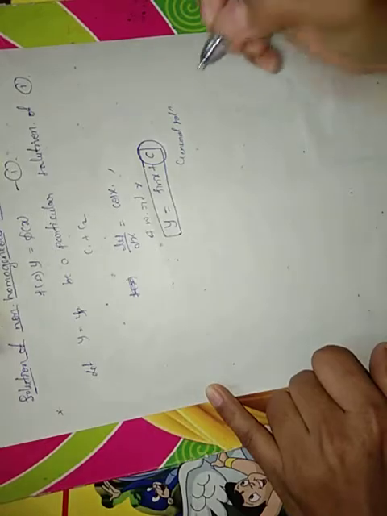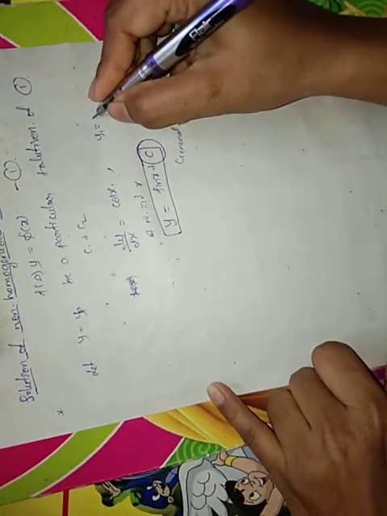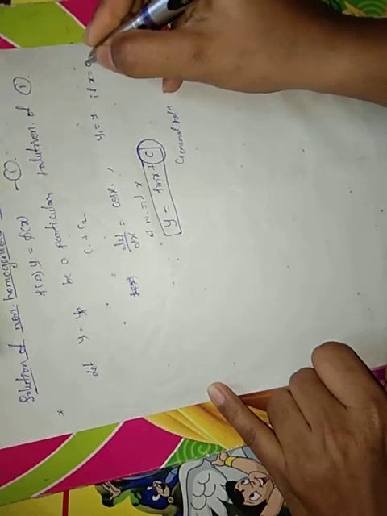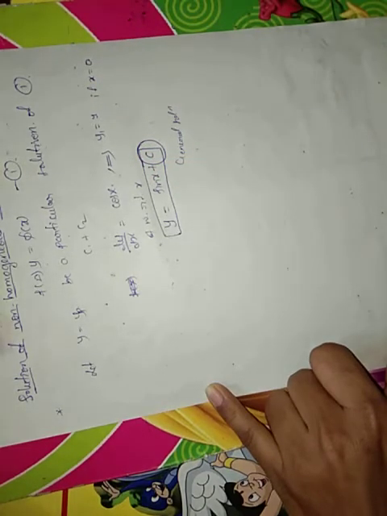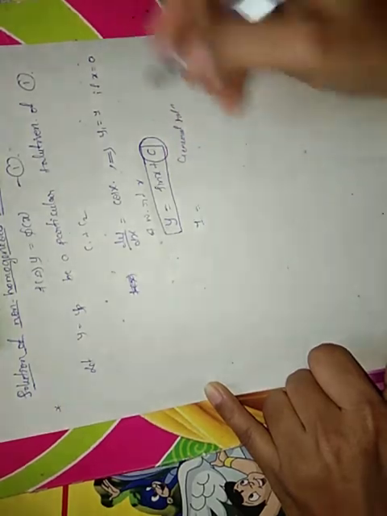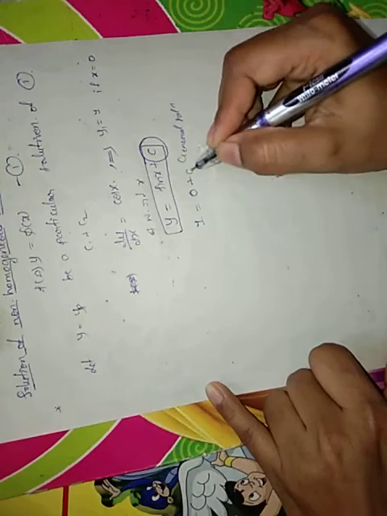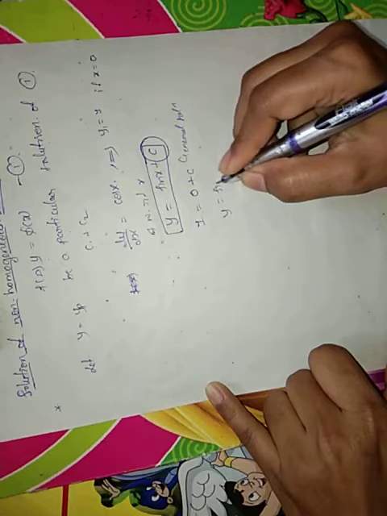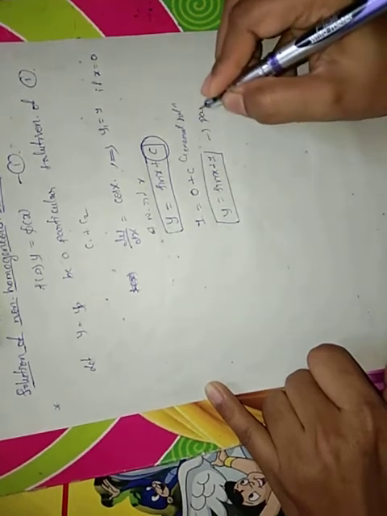Suppose in the same example the condition y equal to 1 at x equal to 0 is given together with the question. Then the equation becomes 1 equal to sin 0 plus c, and sin of 0 is 0, so c equal to 1. Substitute c here, then you will get y equal to sin x plus 1. This one is called the particular solution.